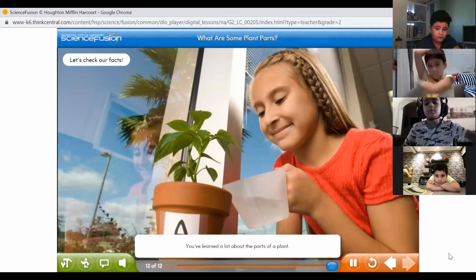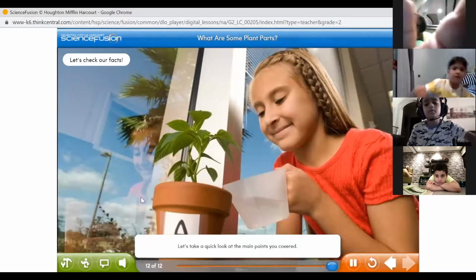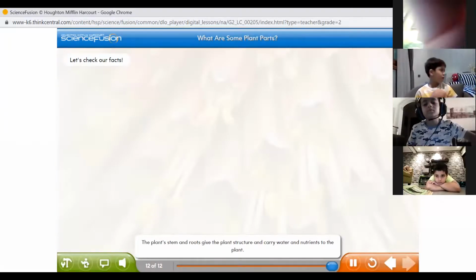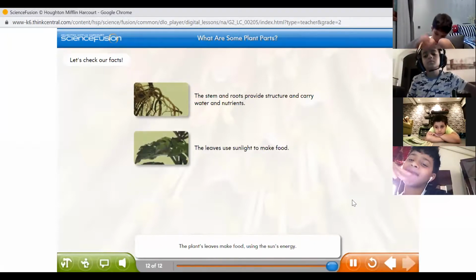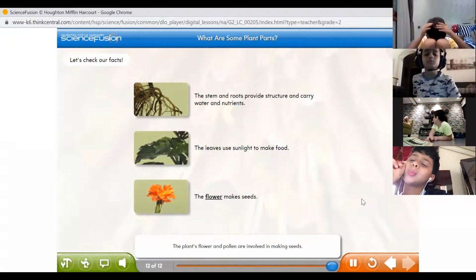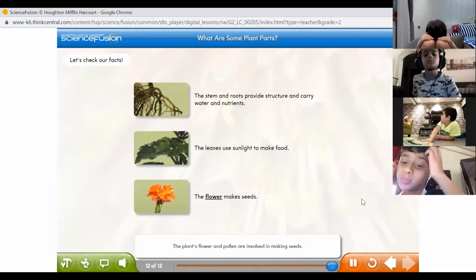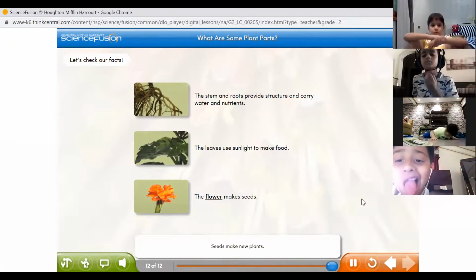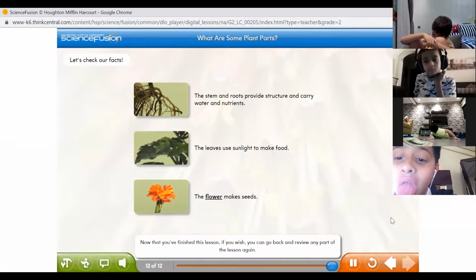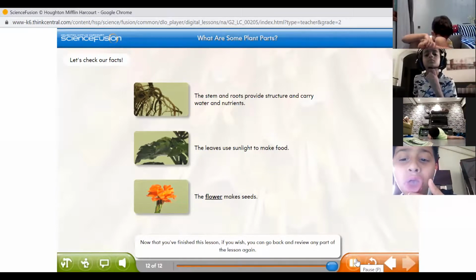You've learned a lot about the parts of a plant. Let's take a quick look at the main points you covered. The plant's stem and roots give the plant structure and carry water and nutrients to the plant. The plant's leaves make food using the sun's energy. This process is called photosynthesis. The plant's flower and pollen are involved in making seeds. When the flower is pollinated, it forms a seed. Seeds make new plants. Now that you've finished this lesson, if you wish, you can go back and review any part of the lesson again.